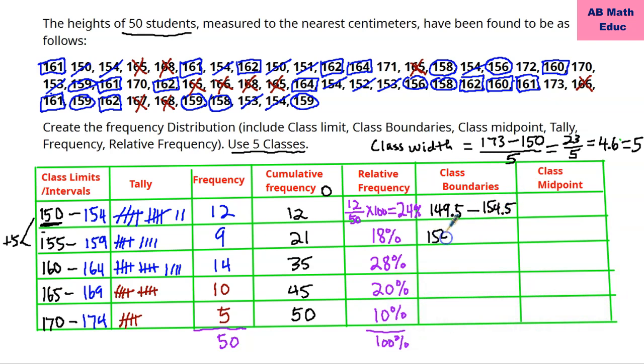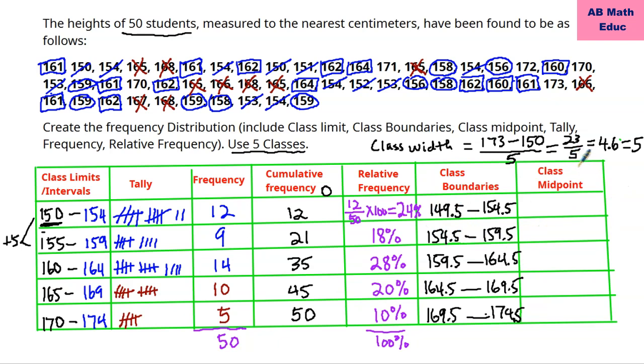So 154.5, and you add it, 159.5. Here 159.5, you add it to here, it's going to be 164.5. You reduce this, it's going to be 164.5. You add 0.5 to 169, and that's going to be 169.5. 169.5, you add it to the 174.5. So that's how you get your class boundaries.